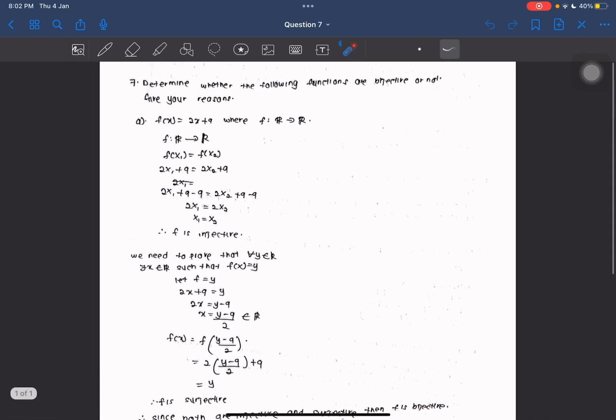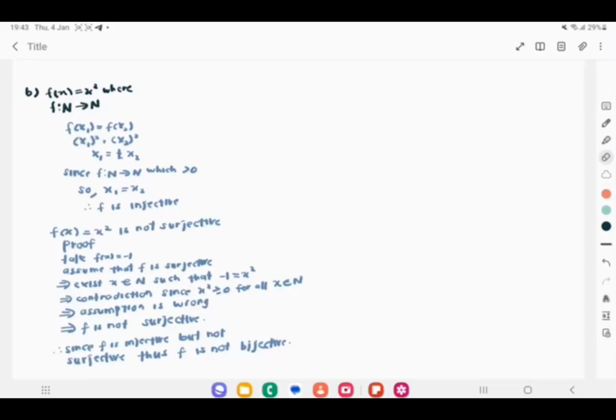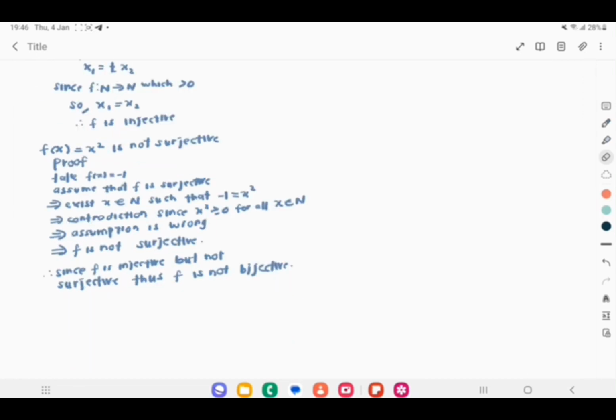That's all. Thank you. 7b, f(x) equals x squared where the domain and codomain of the function are natural numbers. So f(x1) equals f(x2), x1 squared equals x2 squared, x1 equals plus minus x2. Since the domain and codomain of this function are natural numbers, x1 equals x2. This function is an injective function. f(x) equals x squared is not surjective.